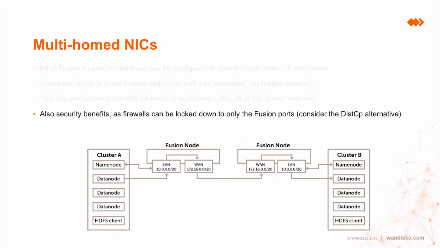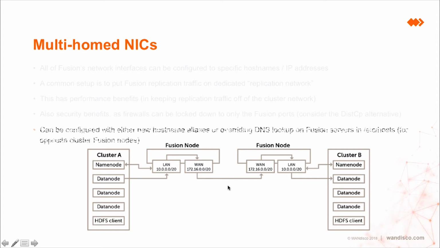Also, there are security benefits, as firewalls can be locked down to only allow Fusion ports to communicate for this type of activity. They also can be configured with either a new host name alias or overriding the DNS lookup. That would be in the etc host file for the opposite cluster Fusion nodes.